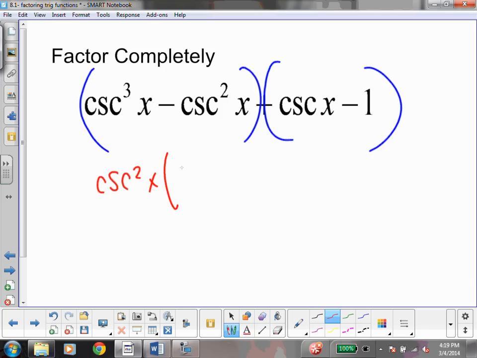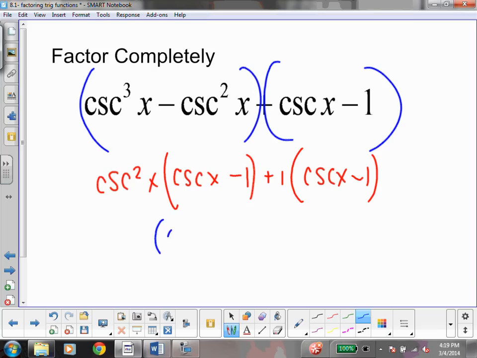In the parentheses, I write what's left. So it's the cosecant of x minus 1. I need that placeholder there. And then for the second set of parentheses, I don't really have anything in common, so I say that I pull out a positive 1. And I have the cosecant of x minus 1. Since I have two sets of the cosecant of x minus 1, I can pull those out as one set.